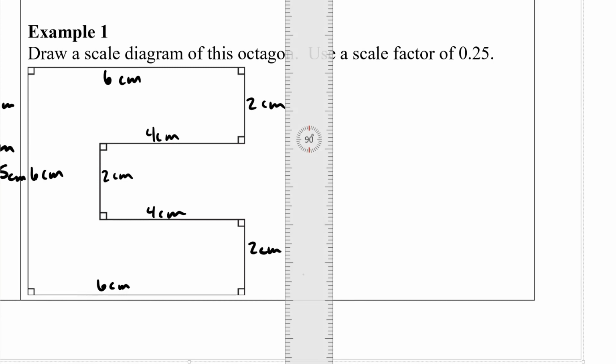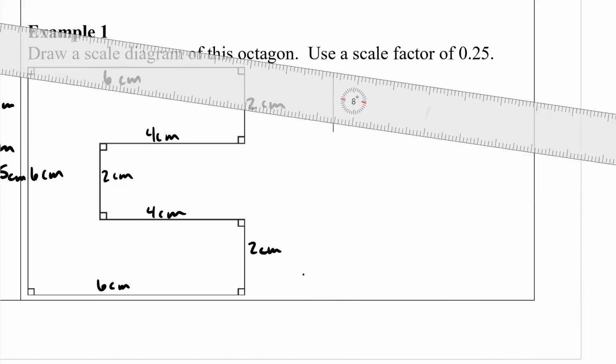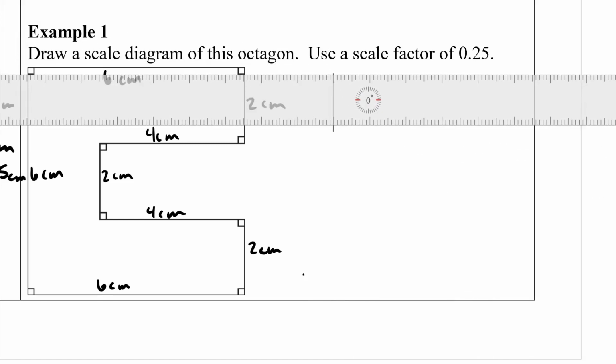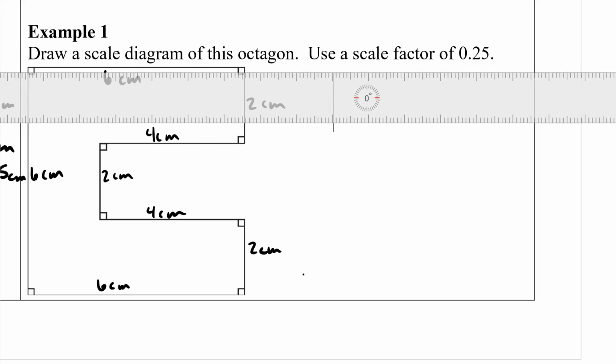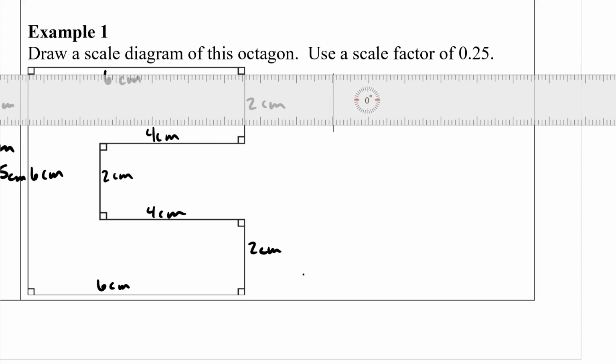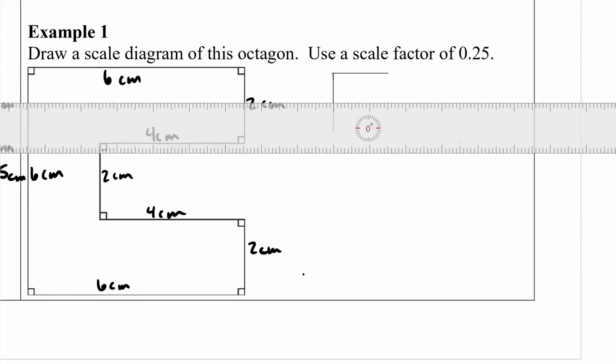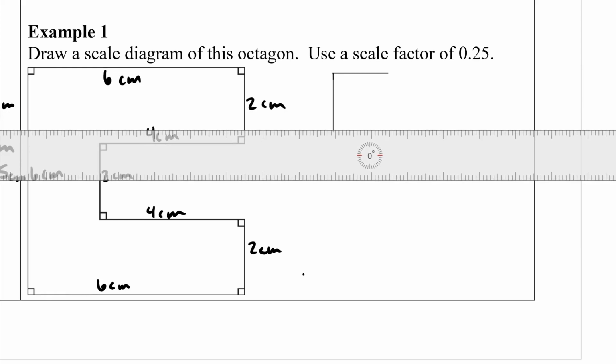Okay, so let's draw this here. So instead of having 6 centimeters, I'm going to have 1.5 centimeters. So I have 1.5. I'm going to change this here. It has to be exactly at 0. I'm going to go here and draw another 1.5. And then down here, another 1.5.